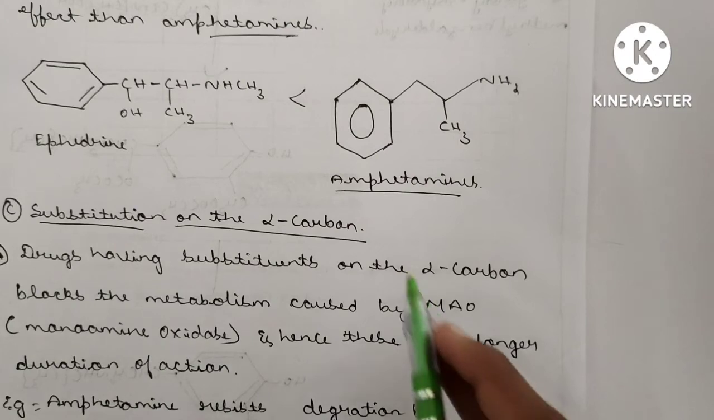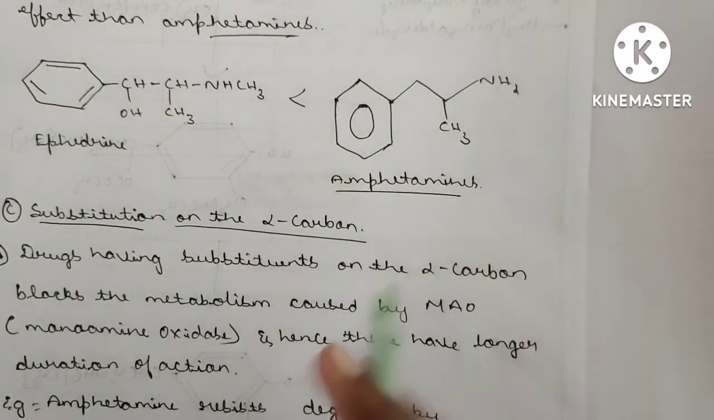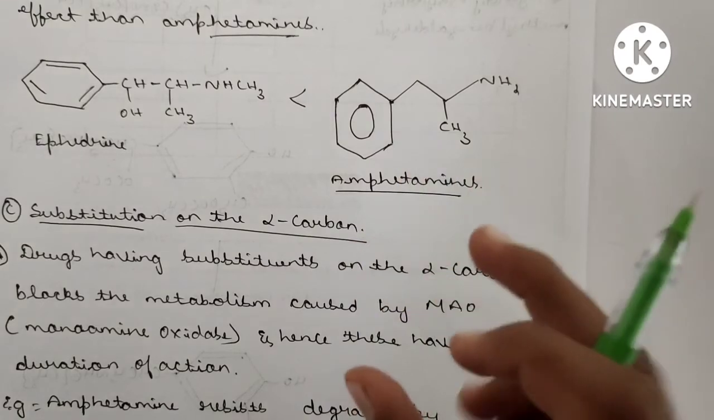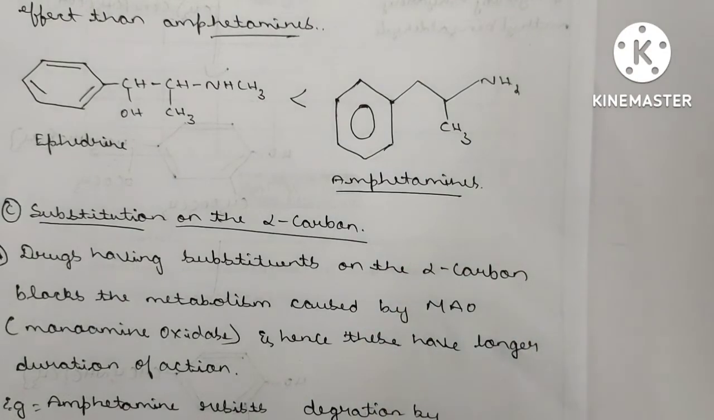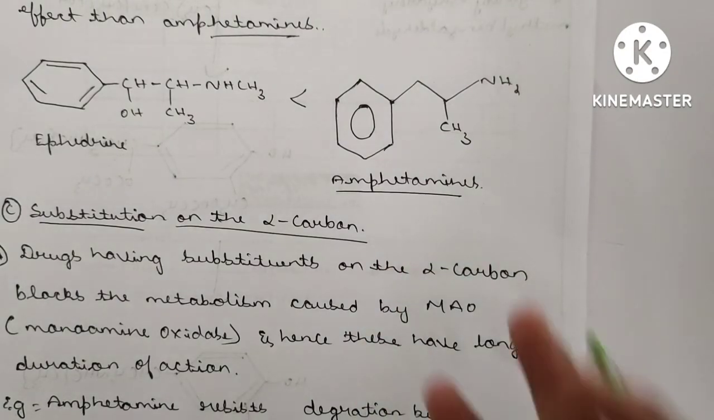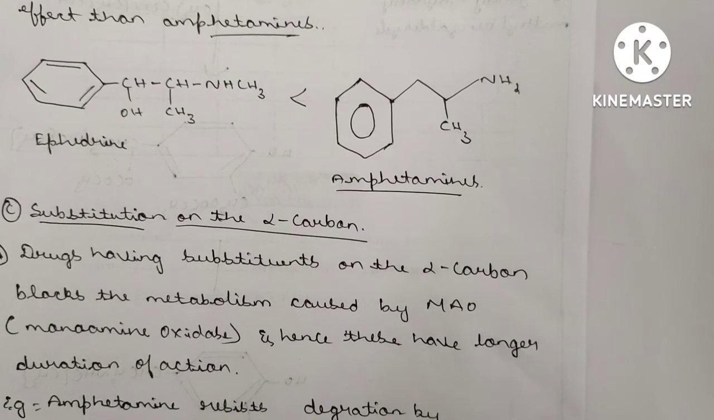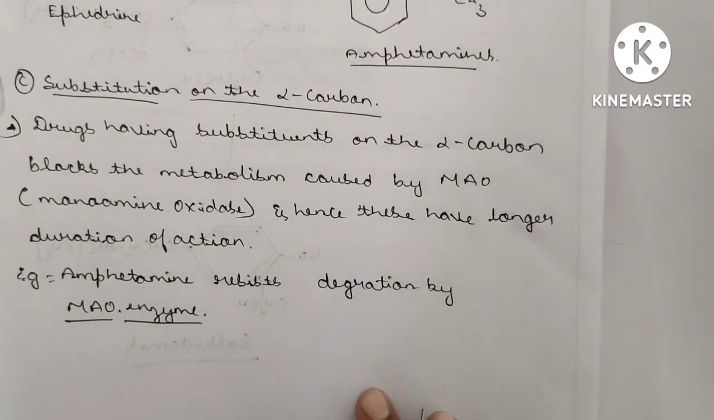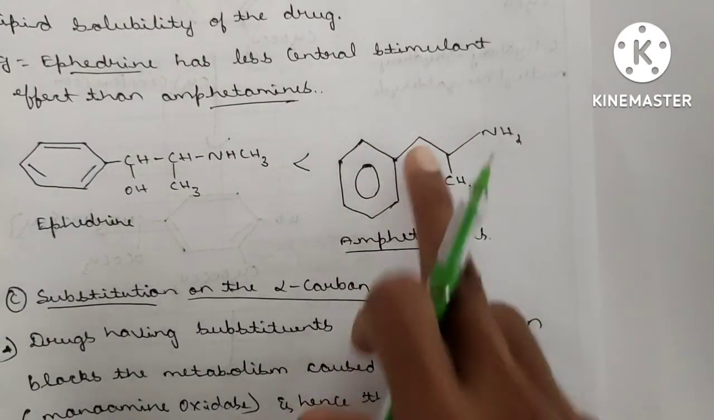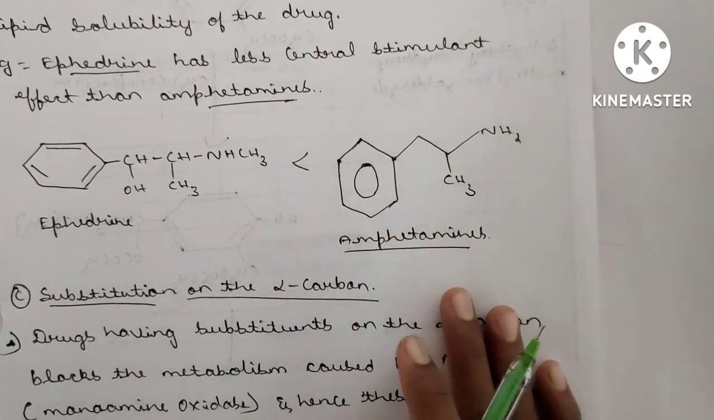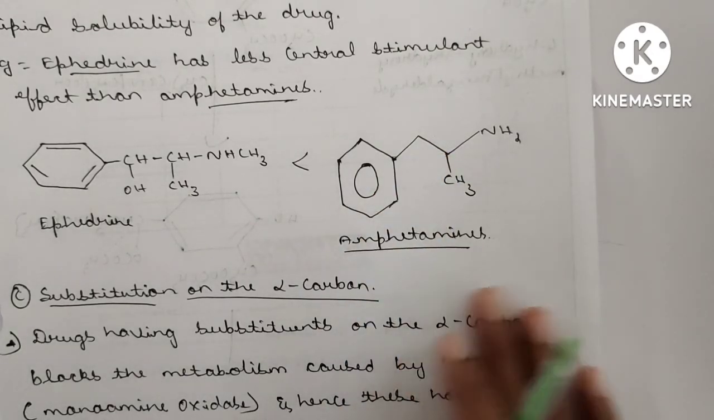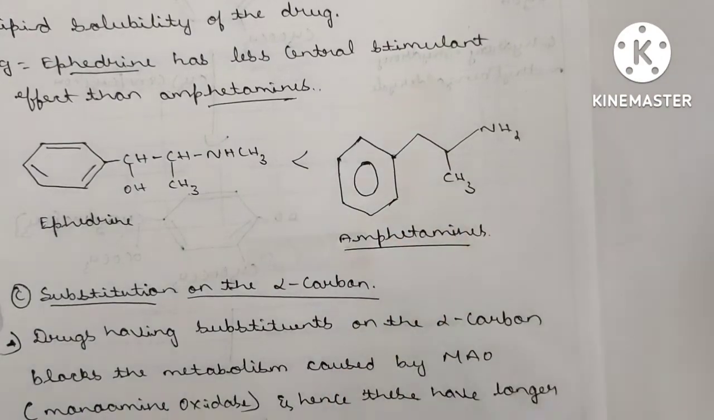But here, the alpha carbon substituent, what will it do? It will block this monoamine oxidase. If the monoamine oxidase gets blocked, what happens? No metabolism. No metabolism means good efficacy and good potency. For example, amphetamine resists degradation by the enzyme, because the substitution is attached to the alpha carbon atom. So there is no chance of degradation, no metabolism, no chance of deamination. Yes, my dear brothers and sisters, these are very, very important questions.